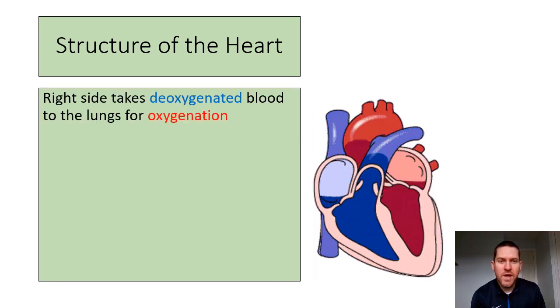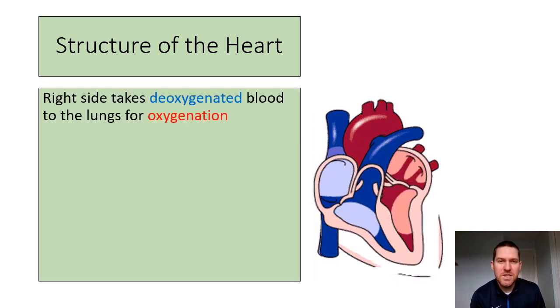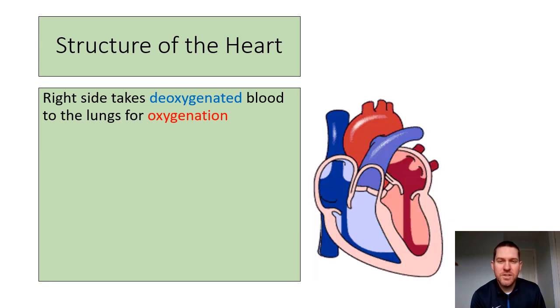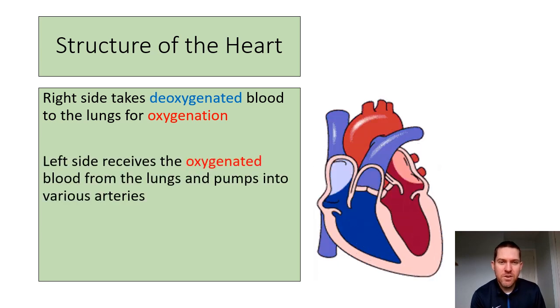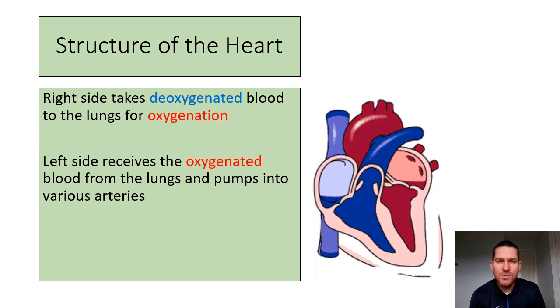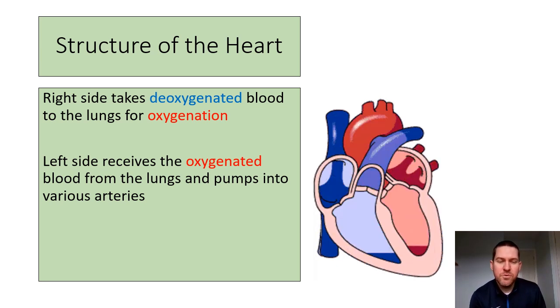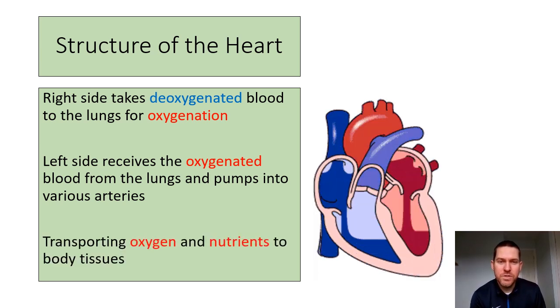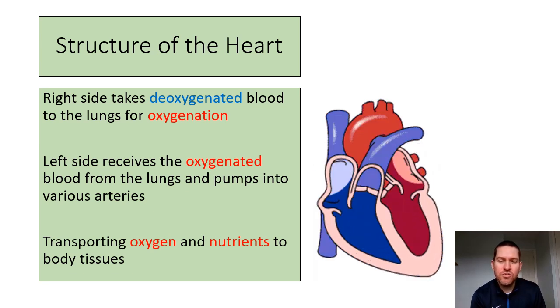So as I said before, the right-hand side takes deoxygenated blood to the lungs for oxygenation, to collect that oxygen, remember, through the alveoli, those tiny air sacs that we find in the lungs. The left side receives that oxygenated blood from the lungs, and then pumps the blood through to various arteries and then to the various muscles and body tissues, because that is transporting the oxygen and the nutrients that we require for energy for movement.